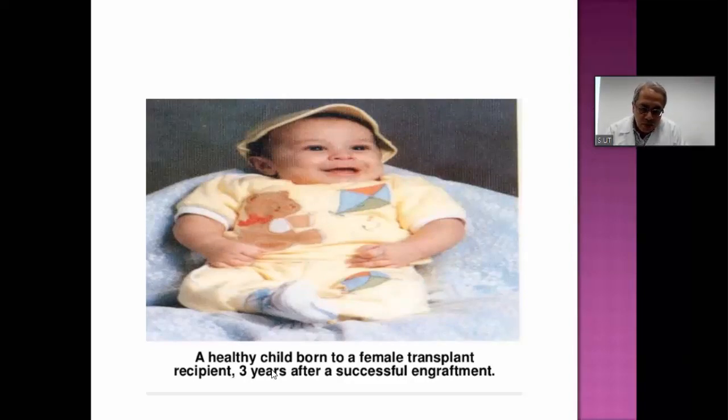We will talk about them later also when you go through your rotation in transplantation in your residency. So if there is any point that needs to be clarified by any person.